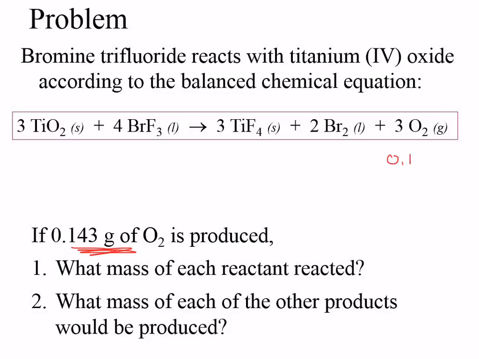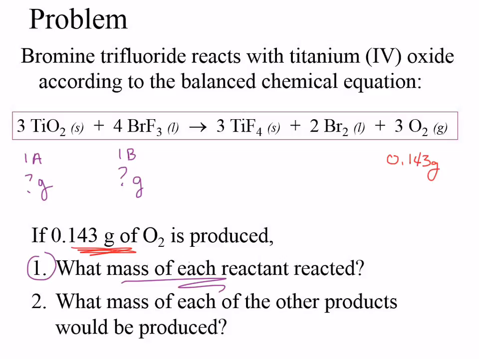So 0.143 grams of O2. What question 1 is, actually there's a 1A and a 1B. So basically it says what mass of each reactant reacted. So this would be 1A and this would be 1B. Question mark grams, question mark grams. Those are two separate stoichiometric calculations.